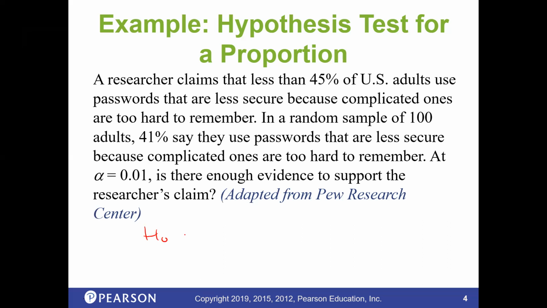So H naught, HA, and then after you do that, tell me what the claim is. Which one's the claim? Because this is a proportion, we'll no longer do mu. No more mu because this is a proportion. So we're going to have to do P. The researcher claims that less than 45%. So I'm going to write this one down first. Are you guys okay here? P is less than 45, or 0.45, I should say.